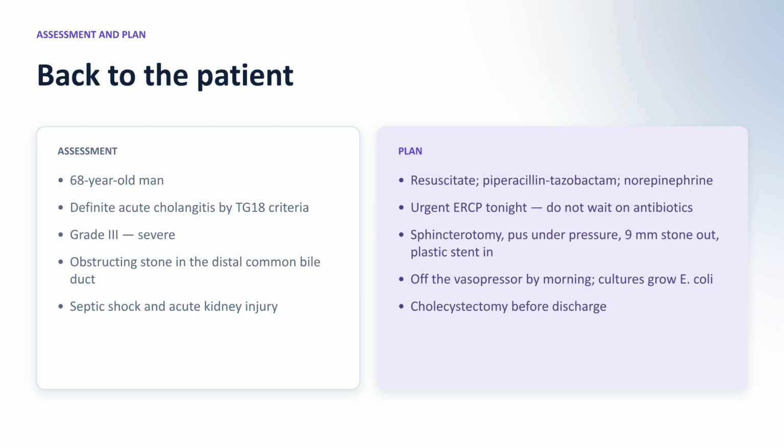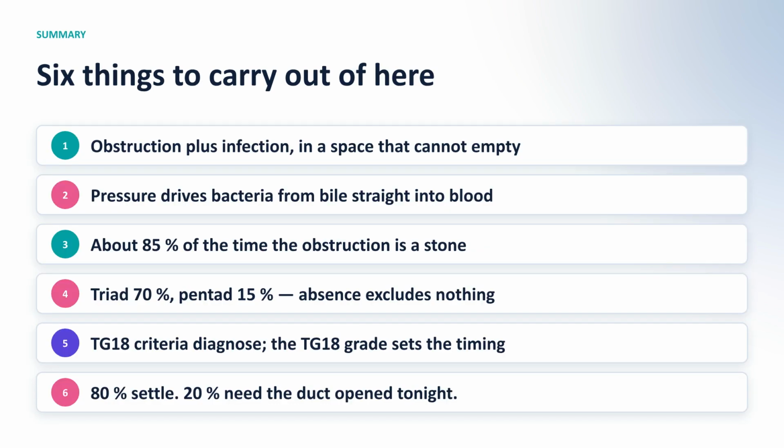At endoscopy, sphincterotomy, pus under pressure, a 9 mm stone removed, and a plastic stent left in place. He is off the vasopressor by morning. Blood cultures grow Escherichia coli, and he has his gallbladder removed before he goes home. 6 things to carry out of here.